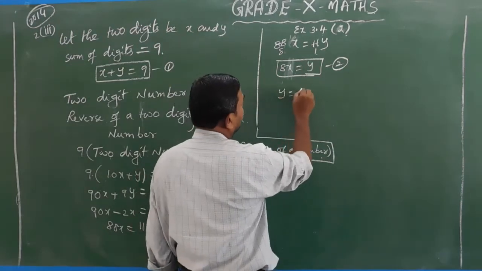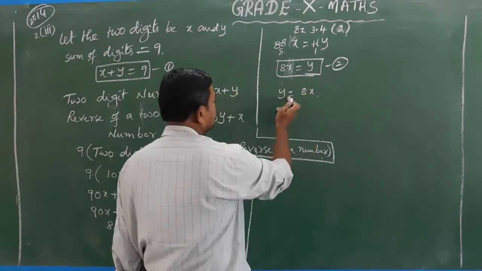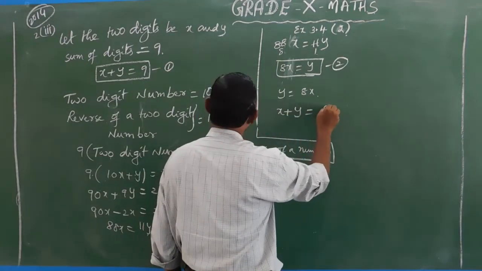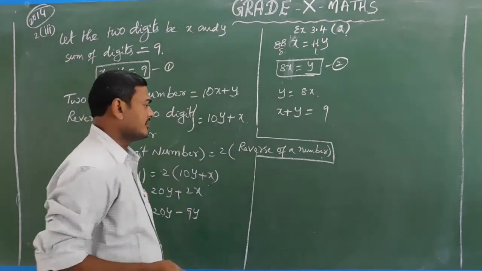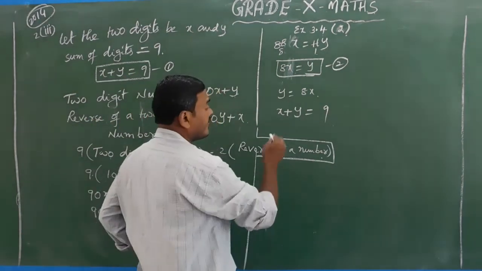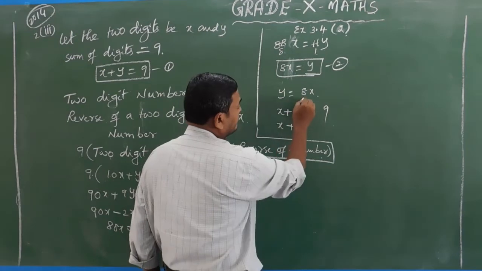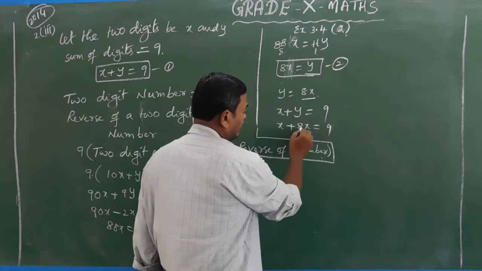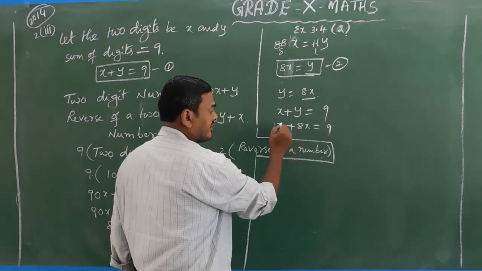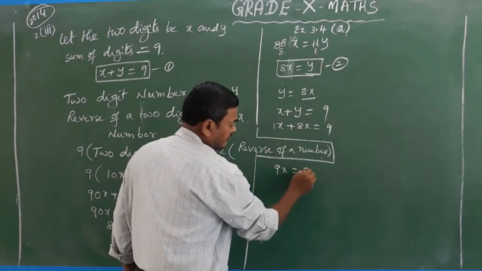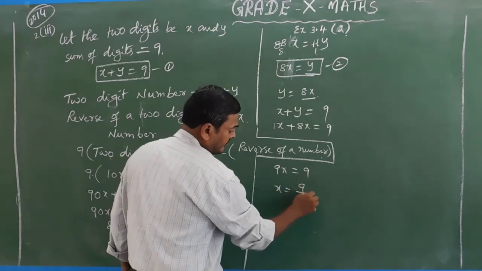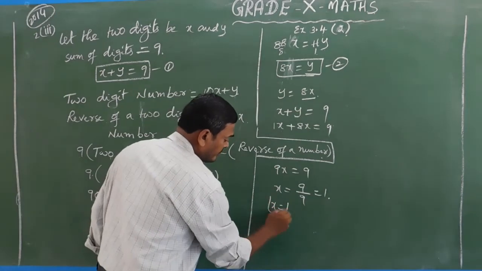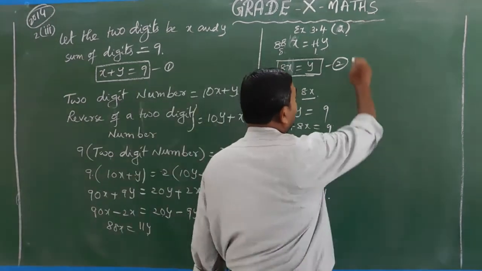So y equal to 8x is already given. This value can be substituted in the equation x plus y equal to 9, sum of digits is 9. Now x plus y value: x plus 8x equal to 9. 1 plus 8, 9x equal to 9. x equal to 9 by 9, that equals 1. x equal to 1.